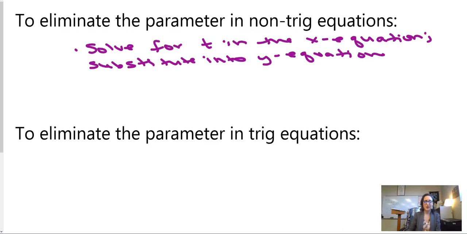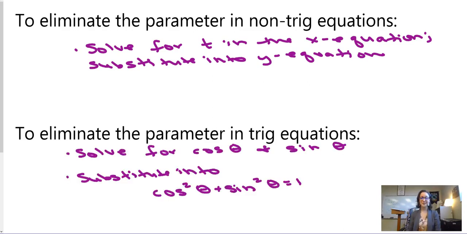All right, now think about how you would eliminate the parameter in trig equations. Write down your best strategy and then check with mine. So for this, in my words, I said solve for cosine of theta and sine of theta separately, right? And we'll plug into that Pythagorean identity. So write it how it makes sense to you. I've got some suggestions there.